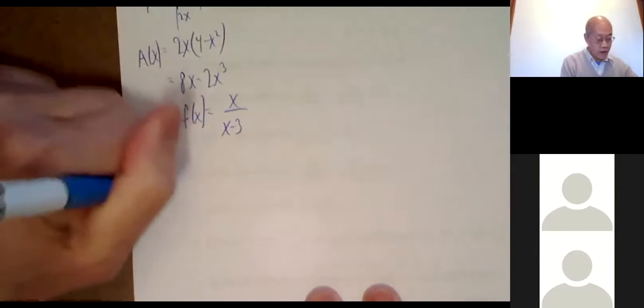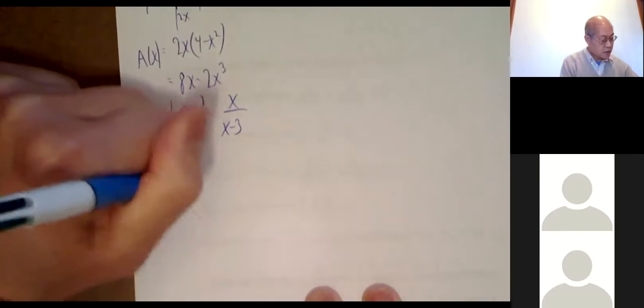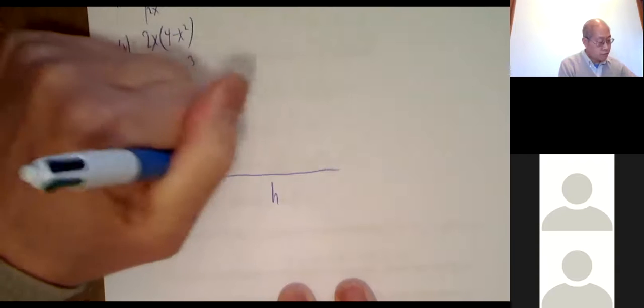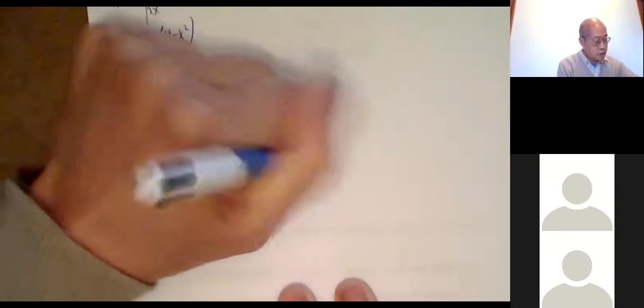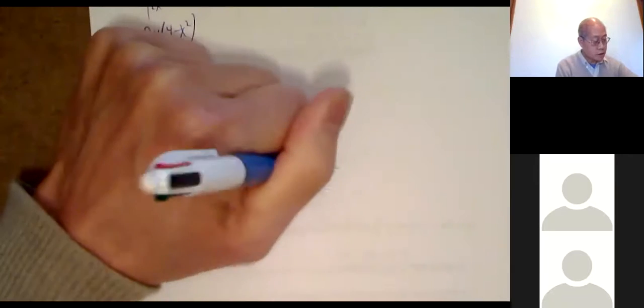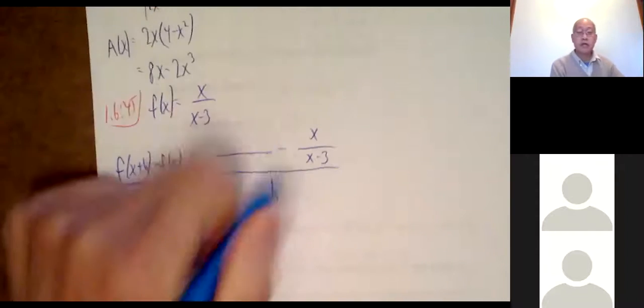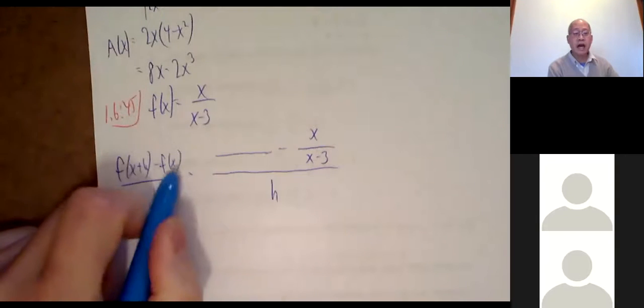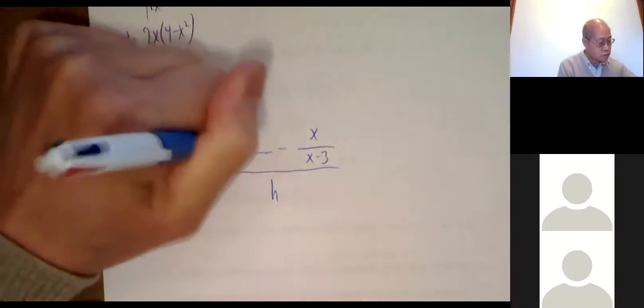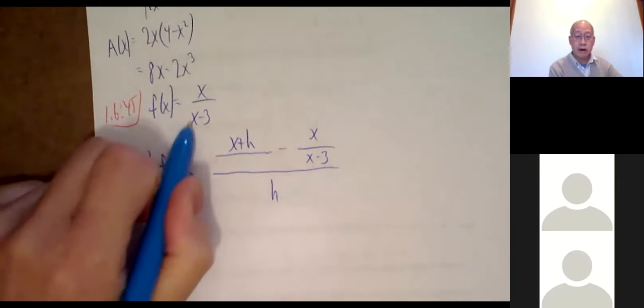Okay, so f of x plus h minus f of x, all over h. So there's the h. So fraction minus fraction. F of x is just the original, x over x minus 3. So this stuff right here is my f of x. F of x plus h means put x plus h right there. Put x plus h right there.